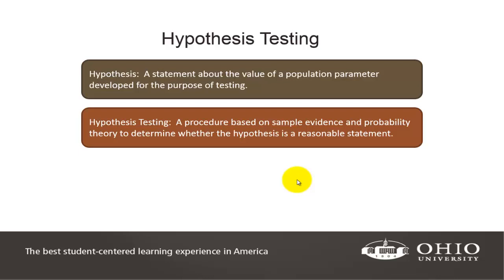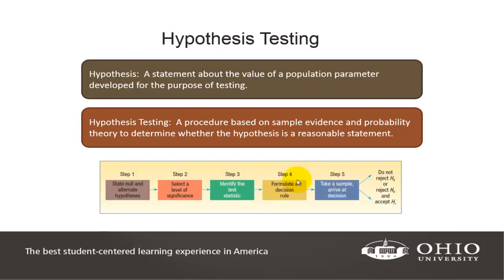So let's define what hypothesis testing is. A hypothesis is a statement about the value of a population parameter, for example, the mean or the standard deviation. And we want to make that statement for the purpose of determining whether we believe that statement to be true or not true. So what we're going to do is try to reach this conclusion based on taking a sample and determining whether or not, based on that sample, our hypothesis is reasonable.